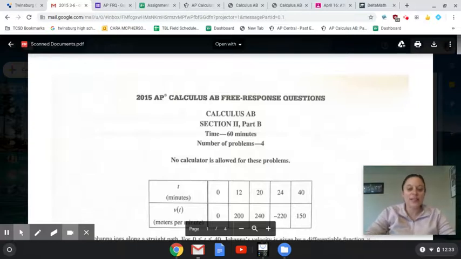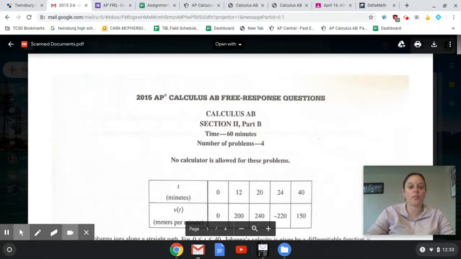Hello, everyone. We're going to start going through the 2015 test. So I'm trying to pick recent questions. I'm trying to pick FRQs that are non-calculator. Although on this, when you take the actual test, you will be allowed to use a calculator.